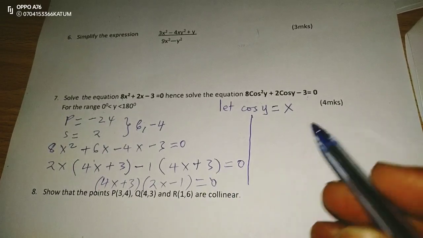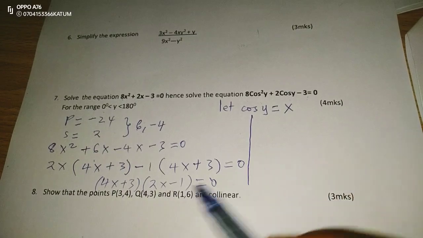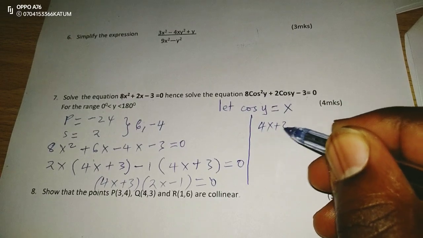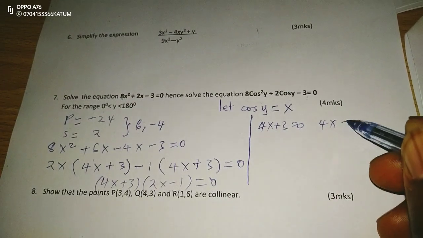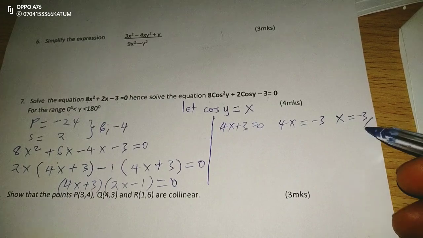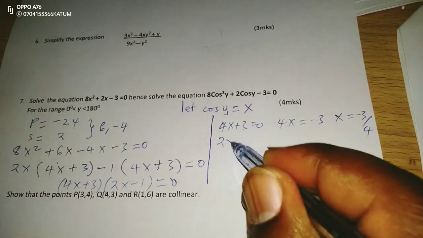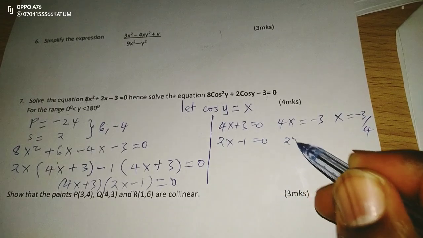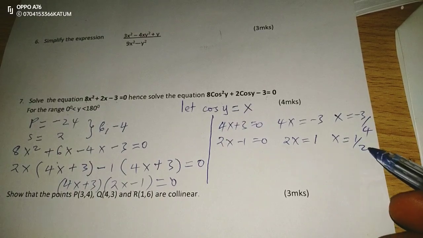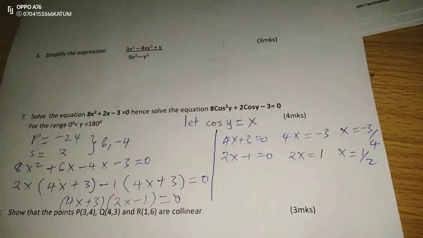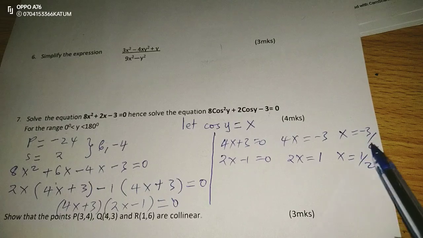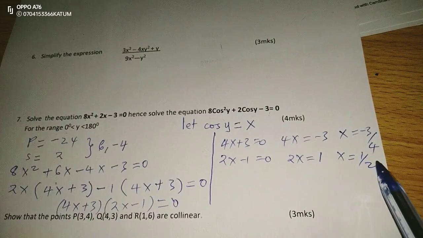With this, we can conclude that each of the factors equals 0. So 4x plus 3 equals 0, to have 4x equal to negative 3, and hence the value of x equals negative 3 over 4. Again, 2x minus 1 equals 0, so that 2x equals 1, and the value of x is 1 over 2. So we have two values of x. Now with the two values of x, we should say that the cosine of y is either negative 3/4 or positive half.